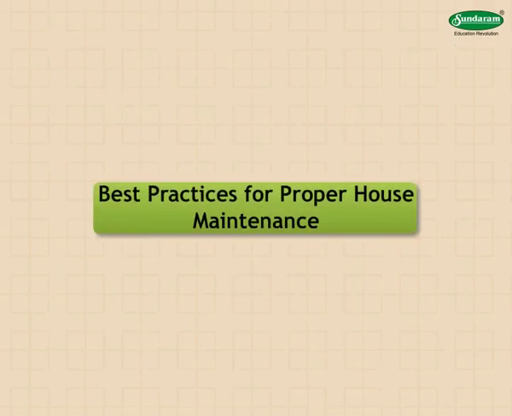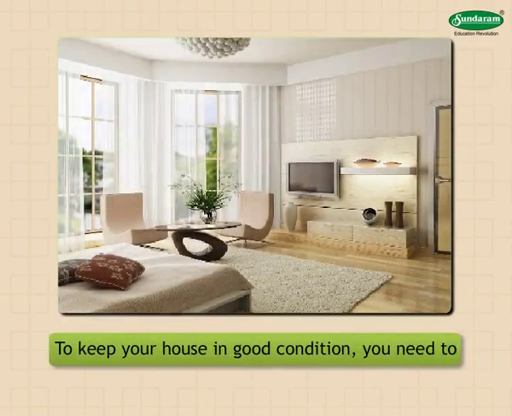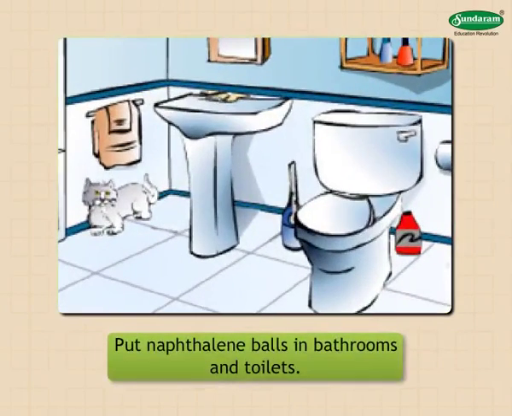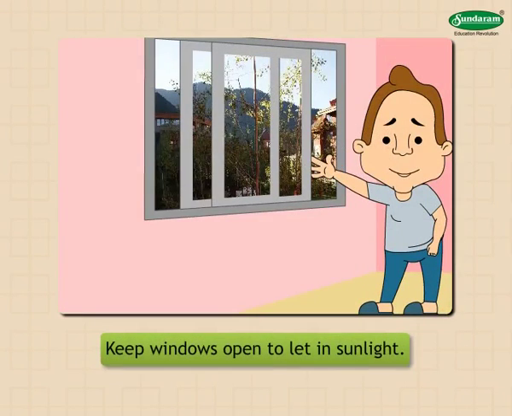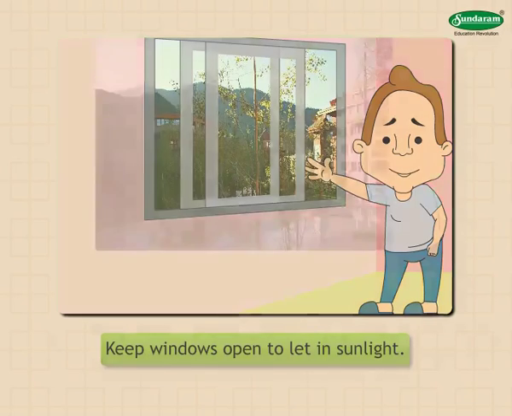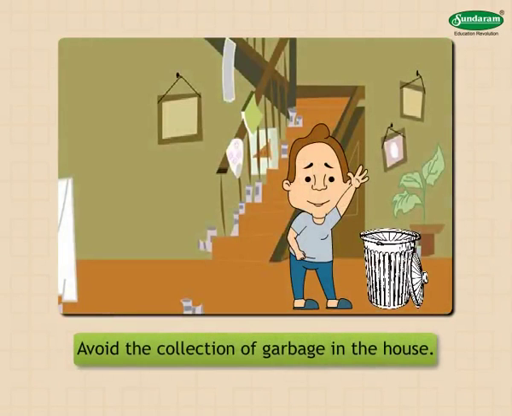Best practices for proper house maintenance. To keep your house in good condition, you need to put naphthalene balls in bathrooms and toilets. Keep windows open to let in sunlight. Avoid the collection of garbage in the house.